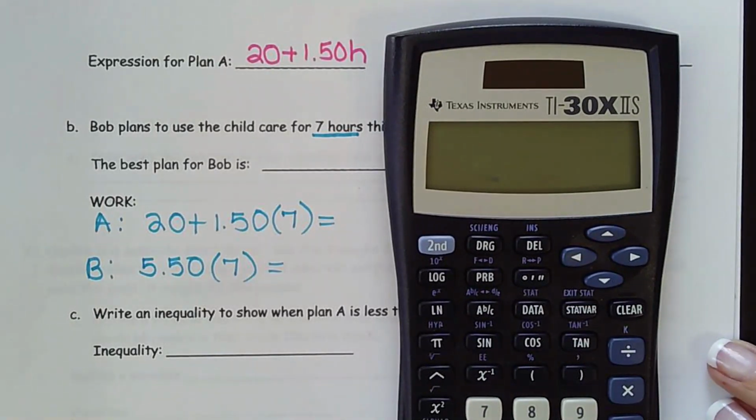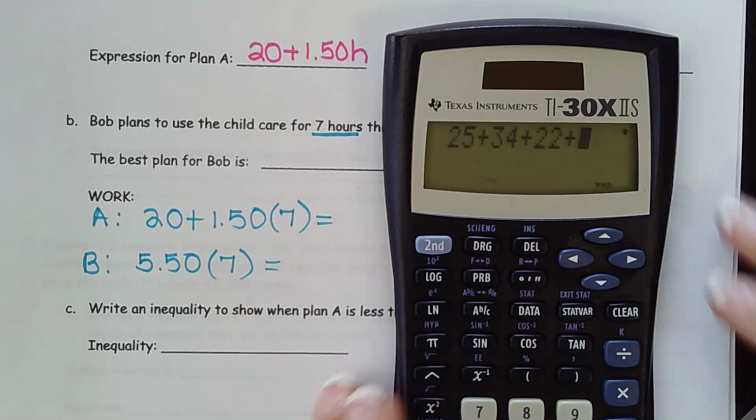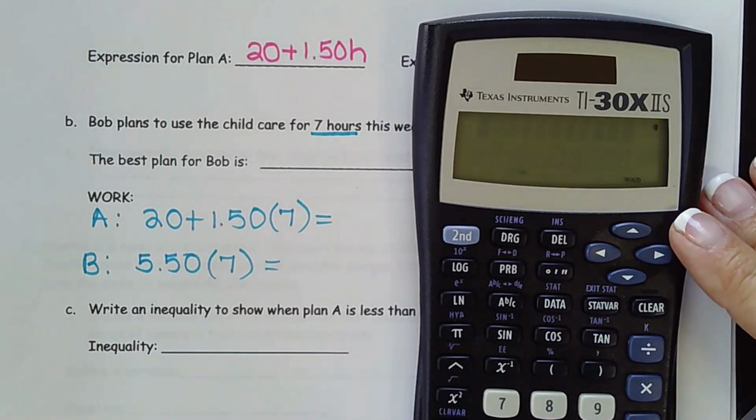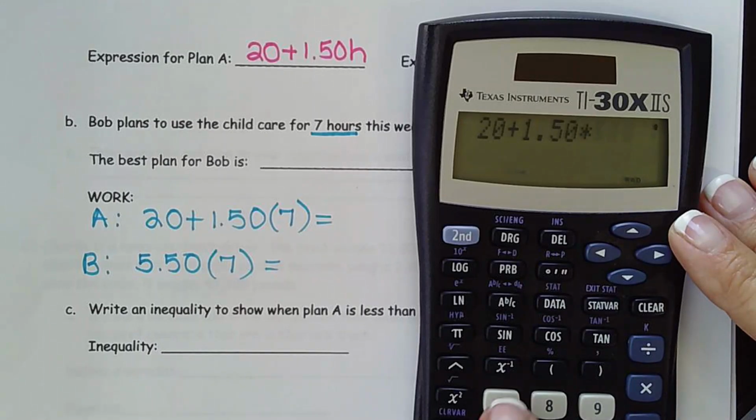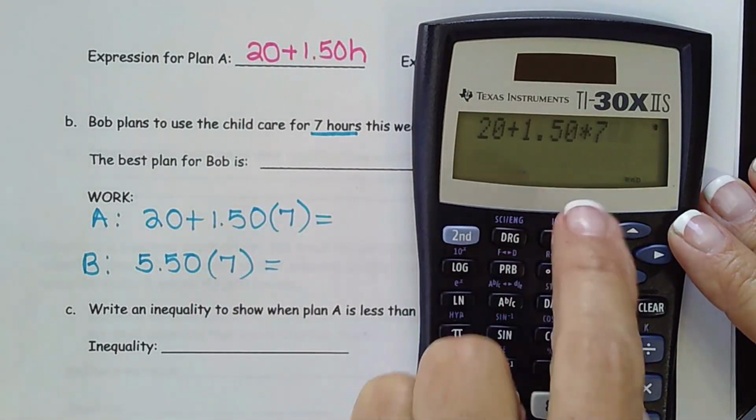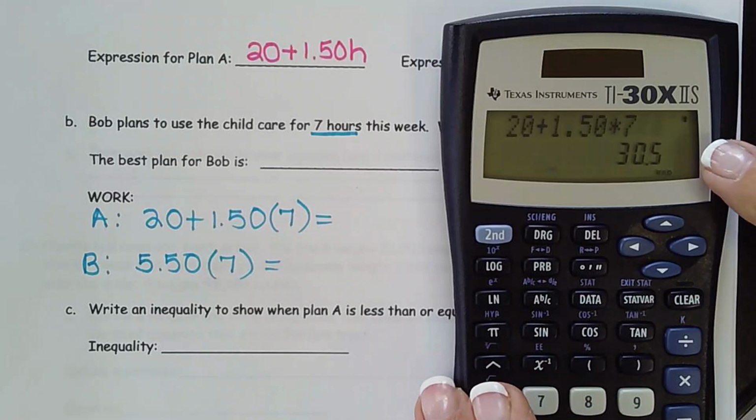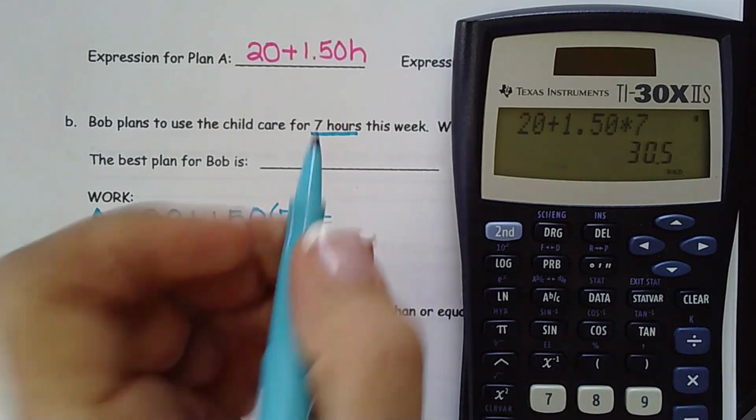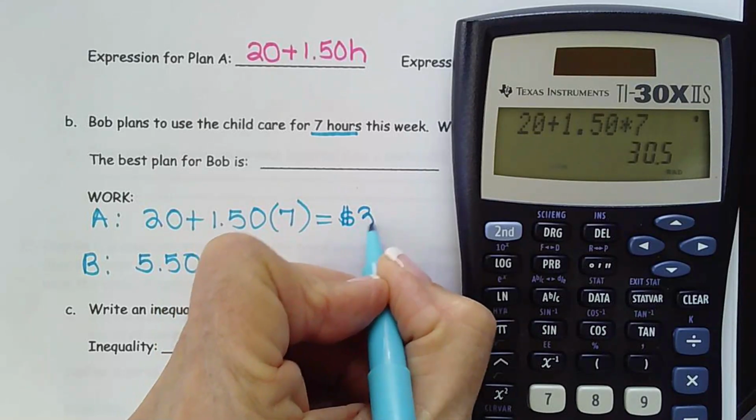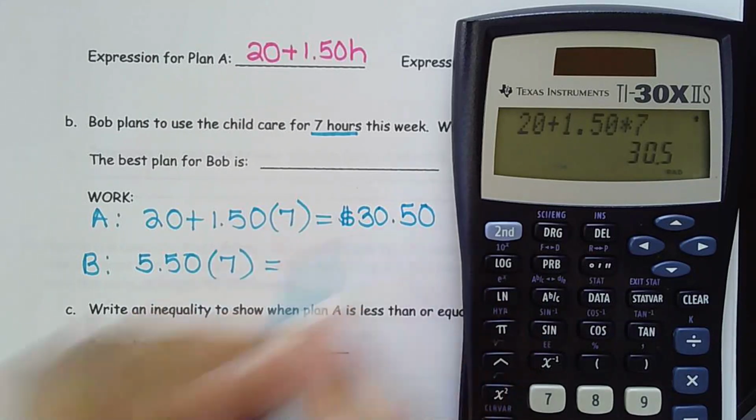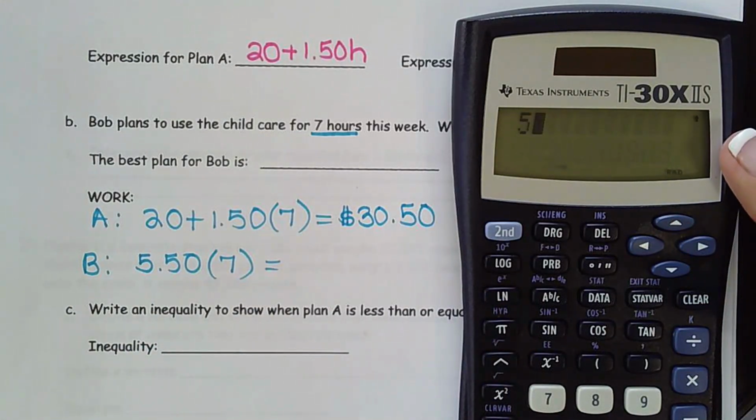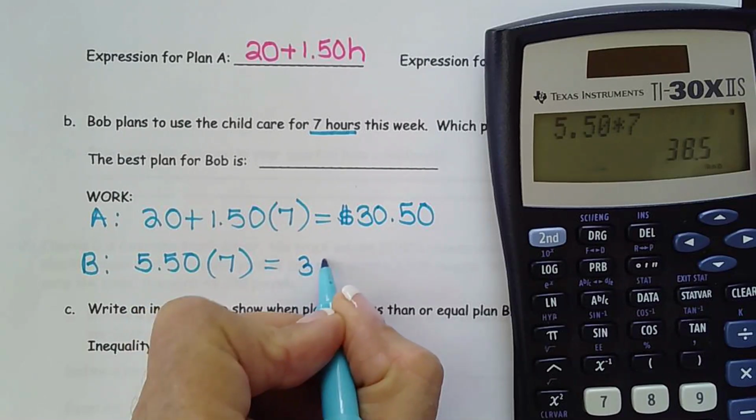So we have the first one, 20 plus, whoops, turn on the calculator, Kim, that might be helpful. So 20 plus 1.50 times 7. And you can use parentheses or a times sign, it doesn't matter. I use parentheses just because there was a decimal there, but the calculator doesn't care. So plan A will cost, and this is money, don't forget your second decimal place, $30.50. Plan B, 5.50 times 7 will cost $38.50.